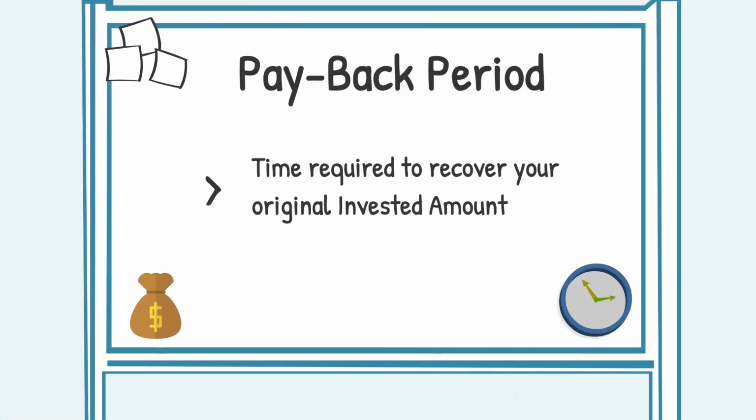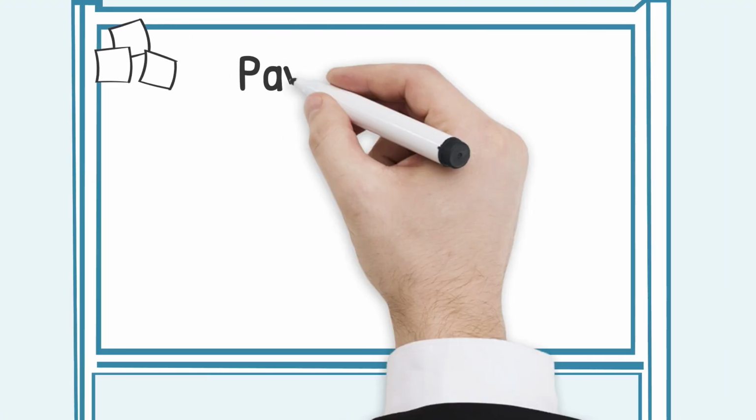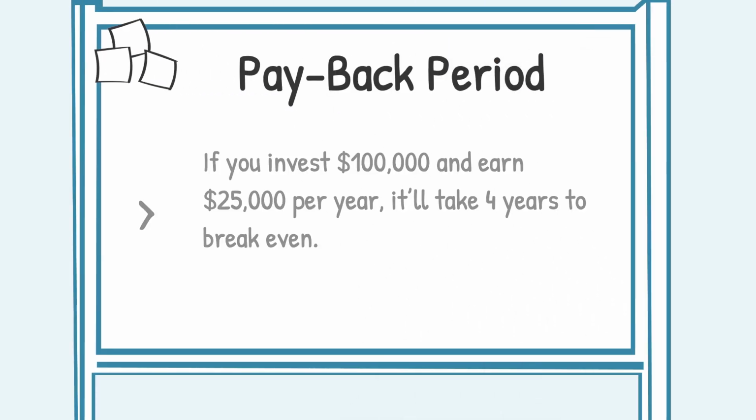First up, the payback period. It tells you how long it takes to recover your investment. It calculates the time needed to recover your originally invested amount. The formula to calculate payback period is initial invested amount divided by cash flow per year. For example, if you invest $1 lakh and earn $25,000 per year, it'll take 4 years to break even. The only drawback of payback period is it ignores cash flows after the payback and the time value of money.